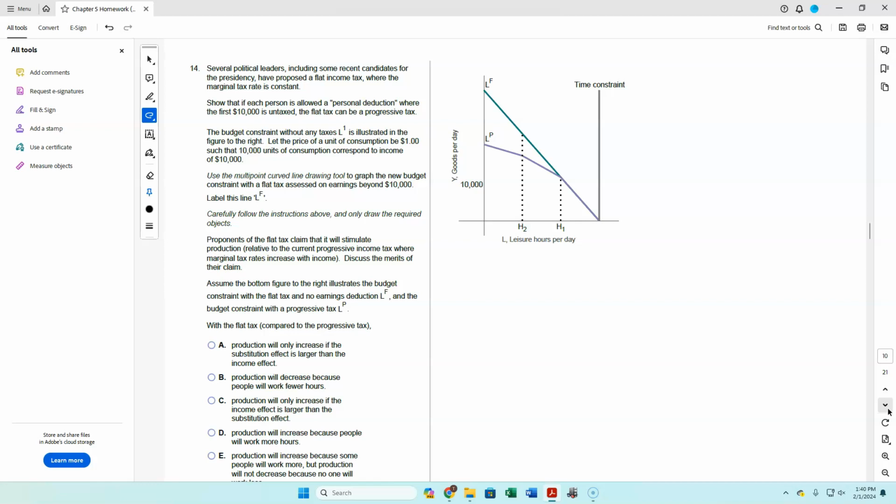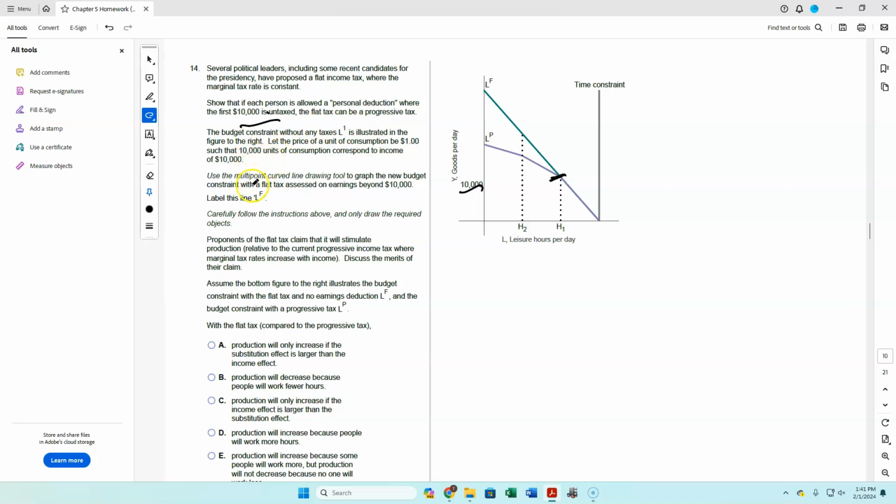Okay, so let's start to work through this here. They have a $10,000 amount, which is a personal deduction. So that's why things start to get kinked here.